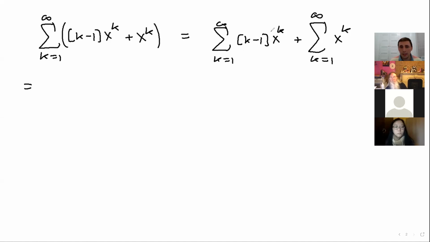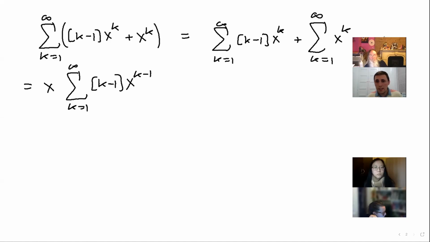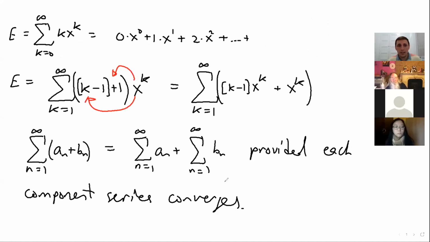If I factor out x, this is the sum from k equals 1 to infinity of (k minus 1) x^(k minus 1). And what do you see? k minus 1 is 0, then 1, then 2. And you see exactly the same pattern as you were seeing here.